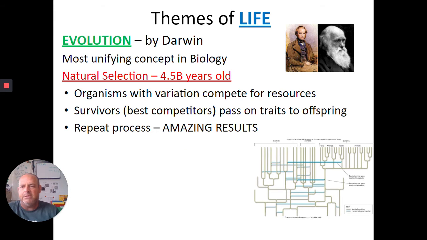So evolution was developed by Darwin, you should remember from regular bio, but it is the most unifying concept in biology, okay? So natural selection has really been going on for 4.5 billion years because that's the age of the Earth. And so it's been happening since then, pretty much. The general idea is that organisms with variation compete for resources. Their survivors will pass on their traits to their offspring, and that process just repeats. And over the billions of years, we've gotten amazing results, and we've gotten to this point where we have all of this different types of life.